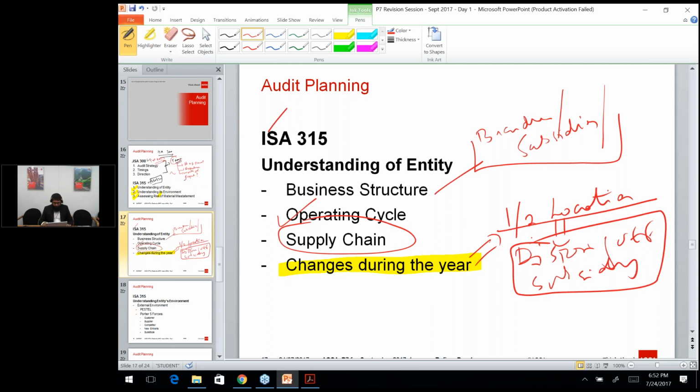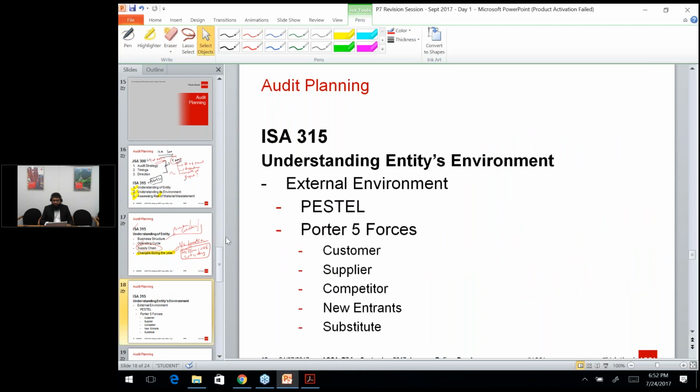So the first thing you need to do is understand the entity: what the entity does, how it does it, and whether there have been any changes in the entity or not, number 1. The number 2 thing is the understanding of the entity's environment.